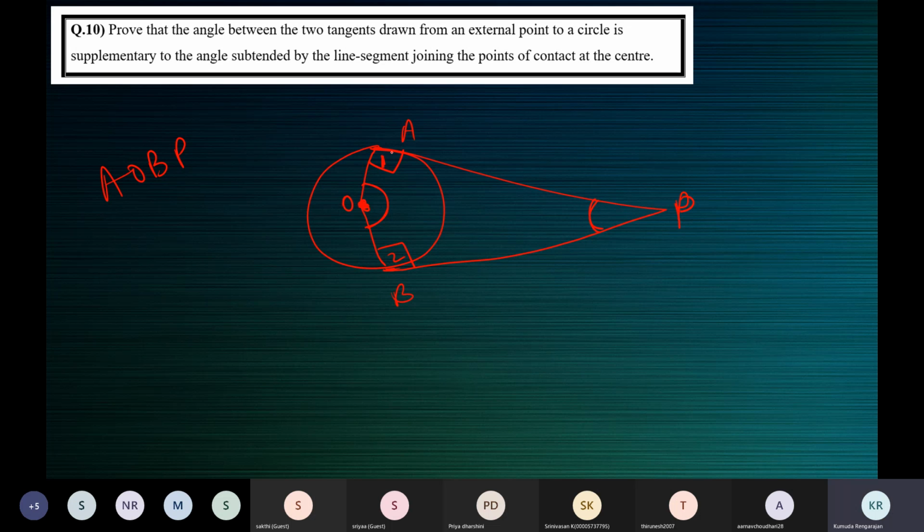AOBP is a quadrilateral. In this quadrilateral, what is the sum of the two angles? 180 degrees. What is the remaining sum? 180 degrees. So 360 minus 180, 180 is the remaining sum. So the sum of these two angles will be 180. From 360, 180 is gone. Remaining is 180, and that will be the sum of these two angles.